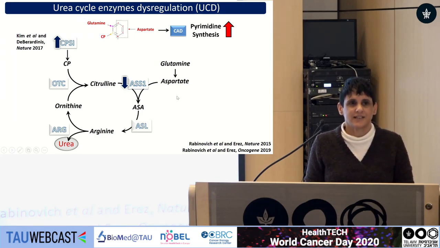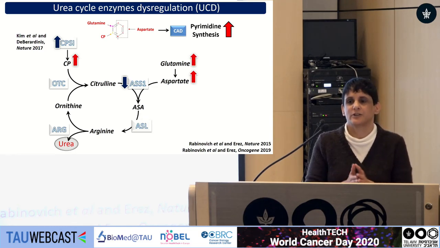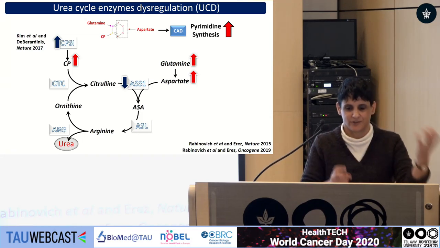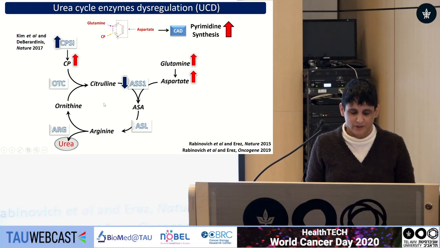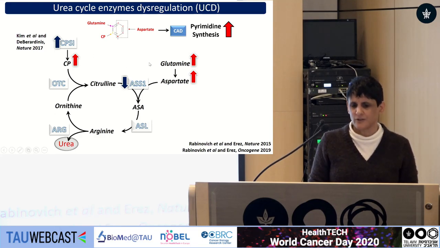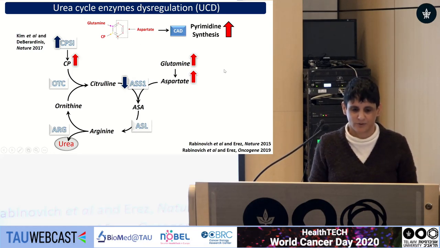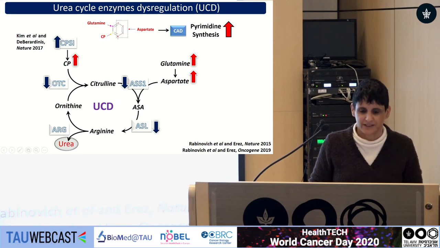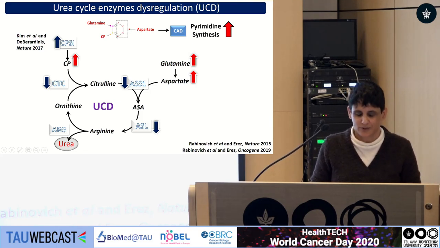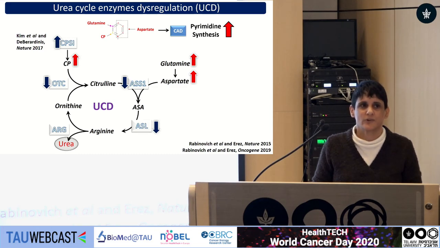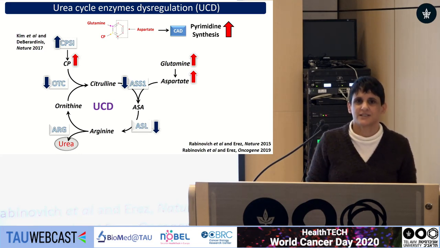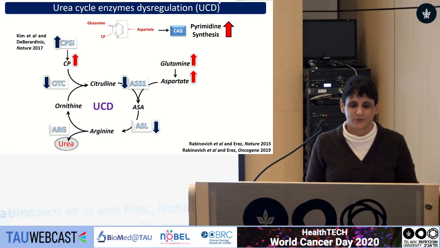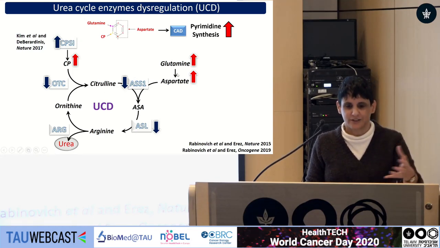But then we thought, instead of just looking at this enzyme or that enzyme, maybe we should look at a specific rewiring of this pathway as a whole, not just this or that, but as a whole. And the goal would be to increase all these metabolites so that they can be available and channeled for CAD to synthesize more pyrimidines. And so with the help of Eitan Ruppin, who has a Genome Center at the NCI, and he's also part of Tel Aviv University, we came up with a UCD score, meaning urea cycle dysregulation in expression that would lead to the channeling of the metabolites for CAD.